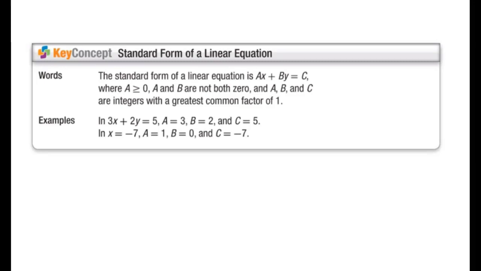Some examples that you're seeing there. Notice the first example: we have 3x plus 2y equals 5. And you should see that a is equal to 3, b is equal to 2, and c is equal to 5.